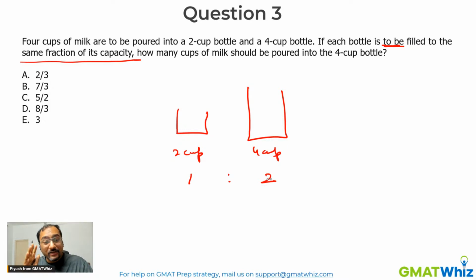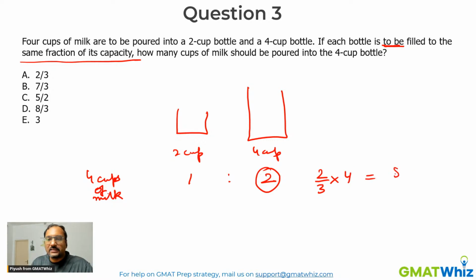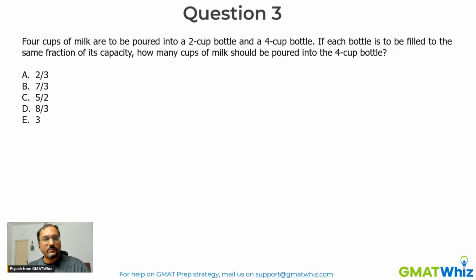So the question reduces to simply saying, how do I split 4 cups of milk in the ratio 1:2? And they're asking me for the volume in the 4-cup bottle. So very simple. The total is 3. So the 4-cup bottle will be 2/3 of the total. So 2/3 of 4 cups is 8 by 3 cups. And that is what my answer is. So if you focus on logical solving, this will be another easy question for you. Okay, let's move ahead then to question number 4.